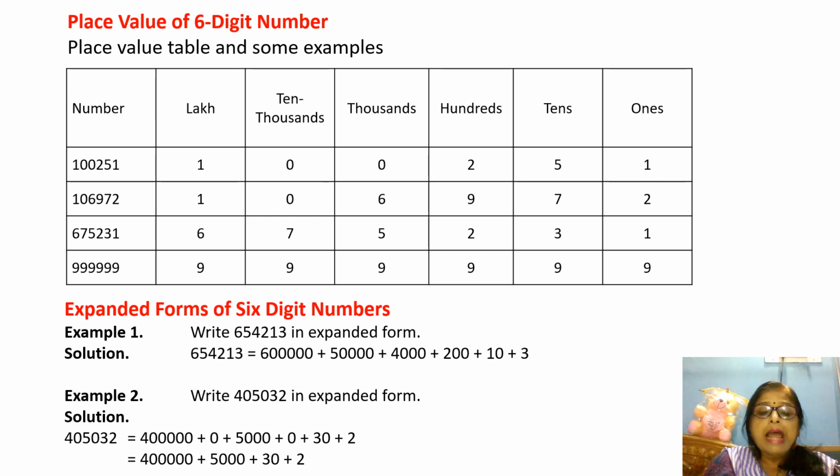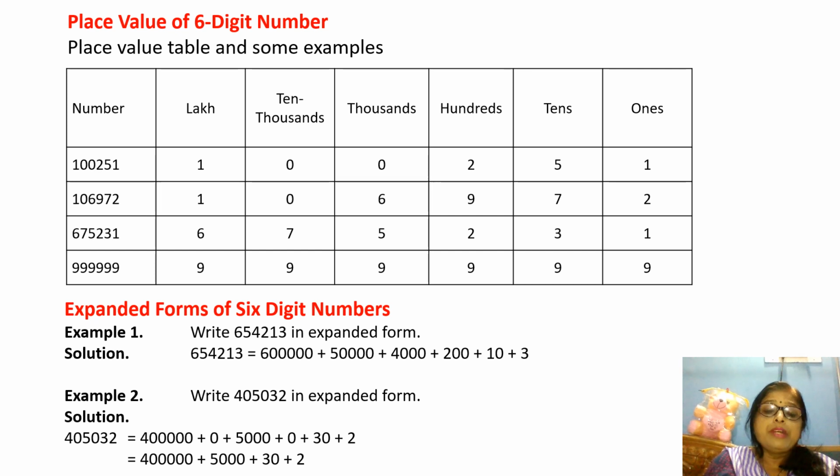Next, 4,50,032. So again, you expand it according to the place value. 4 stands for lakh, so 4 lakh. Then 0 stands for 10,000, that is 0. 5 stands for 1,000, so 5,000. And again 0 stands for 100 and it is 0. 3 stands for tens, so it is 30, and 2 stands for ones, so 2. In this way, you can write the expanded form.